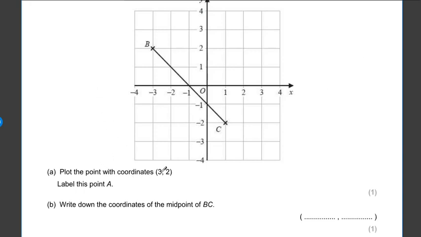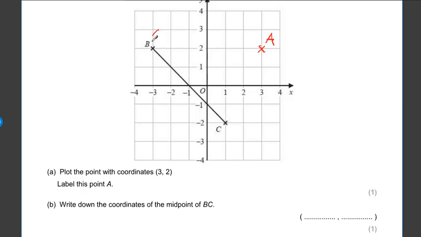Plot the point with coordinates 3, 2. So you go across 3 and up to there. You call it A. Make sure you're writing A. Now the midpoint. I think I actually didn't do this properly in the solution, so I'll redo it and put them up. It's easy. Midpoint of BC. I read it as just point B. There's a whole host of ways you can do this.